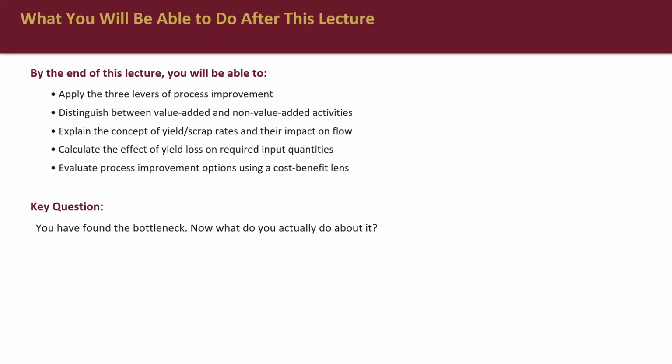By the end of this lecture, you should be able to do 5 things. Apply the 3 levers of process improvement. Tell the difference between value-added and non-value-added activity. Explain what yield and scrap rates are and why they matter to flow. Calculate how yield loss changes the quantity you need to start with, and weigh improvement options using a cost and benefit lens. Notice the key question at the bottom of the screen.